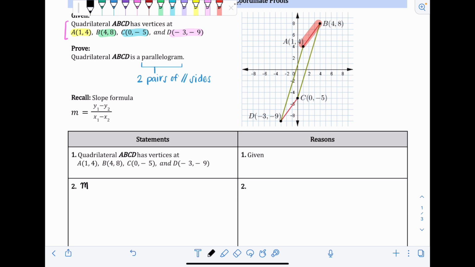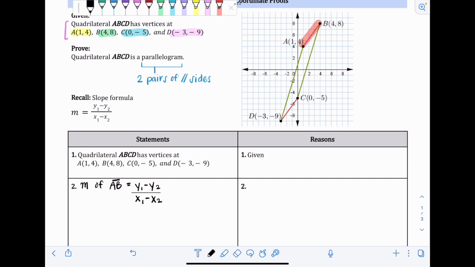I'm going to shorten slope with m. So the slope of segment AB is equal to the slope formula, y1 minus y2 over x1 minus x2. For this one, I'll write it down. For the rest of them, I probably won't. Maybe I will just copy it down so it doesn't take up that much space. You don't have to write it down each time though.